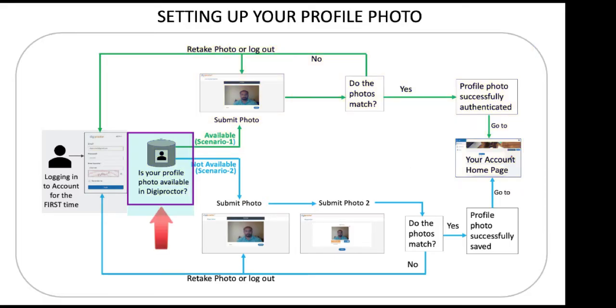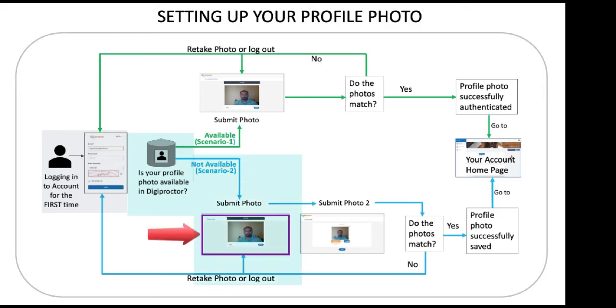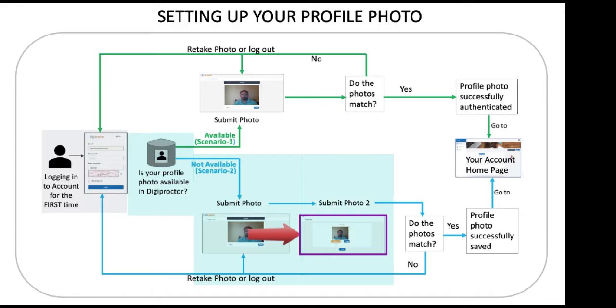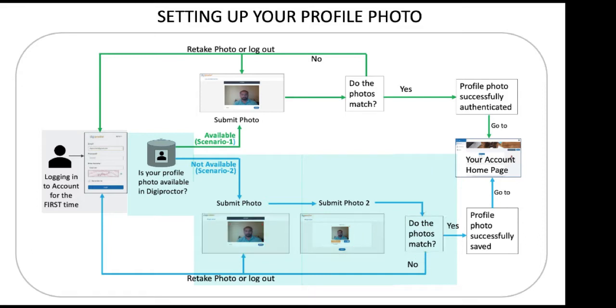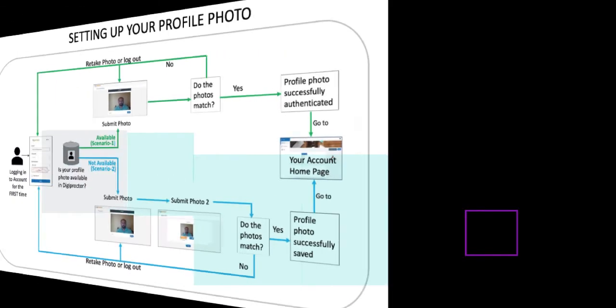If DigiProctor does not find your profile photo, as in scenario 2, it will ask you to click and submit your photo, and after you have submitted the photo, you will be asked to resubmit another photo, that is your photo number 2. DigiProctor will then check if the two photos you submitted match, and if they do, then the second photo is saved into the DigiProctor database as your profile photo. This would complete your profile photo setup successfully, and you will be allowed to enter into your account.